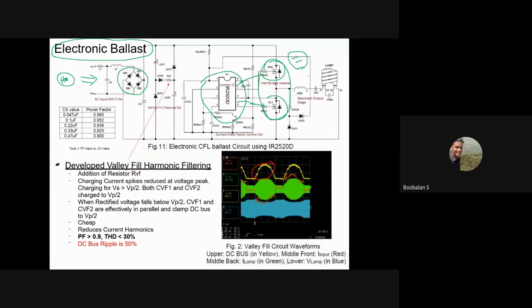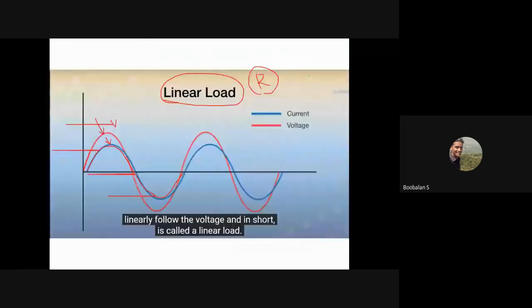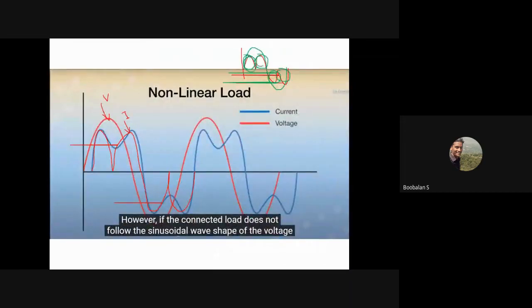Due to these switching operations, my current will be like this. The current waveform gets introduced. In the same way, the current drawn from the application side should be like this, in the sense that my voltage waveform is getting distorted.